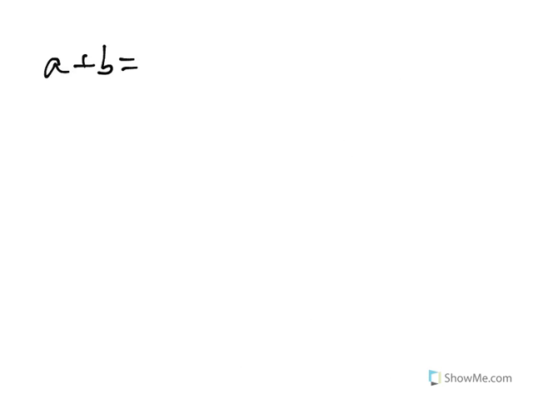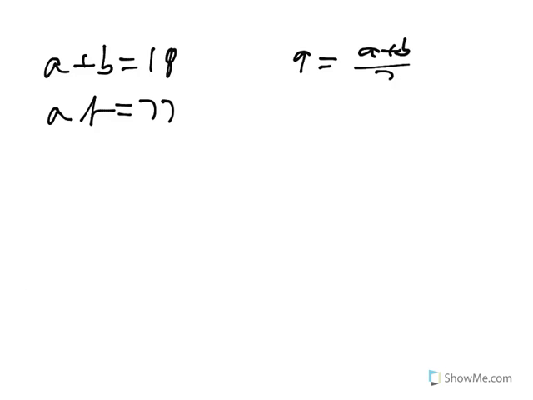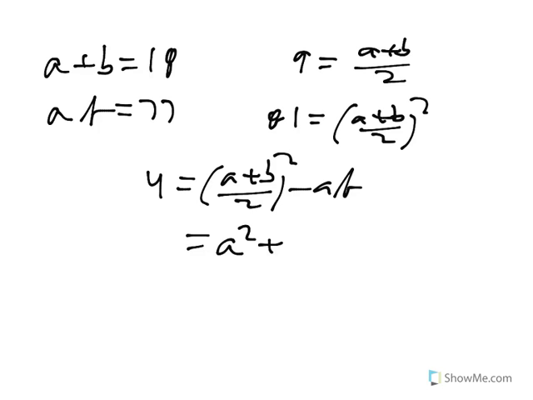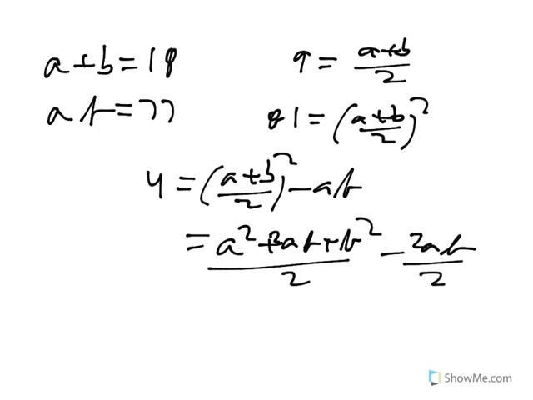Now, the reason that this works is that the 9 is (a plus b) over 2, and the 81 is ((a plus b) over 2) squared. And then the 4 is ((a plus b) over 2) squared minus ab. But that can be simplified. If I multiply this out, (a squared plus 2ab plus b squared) over 4 minus ab. I'll change this ab into 4ab over 4.